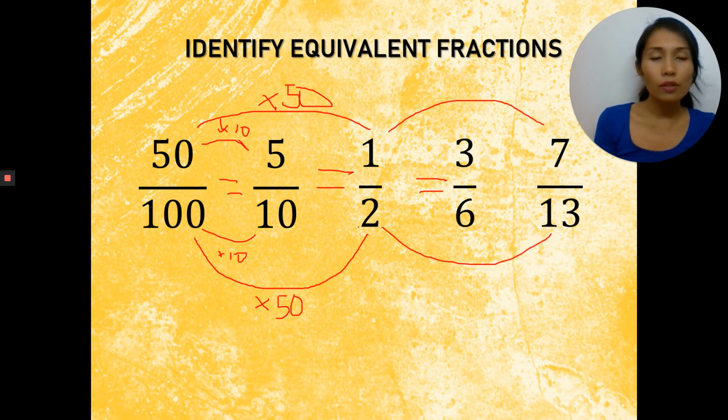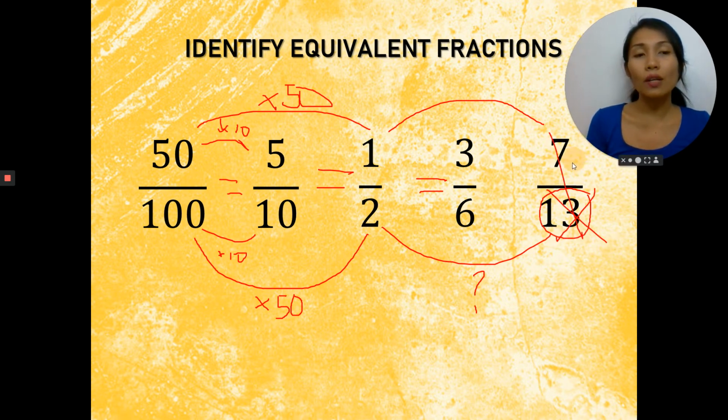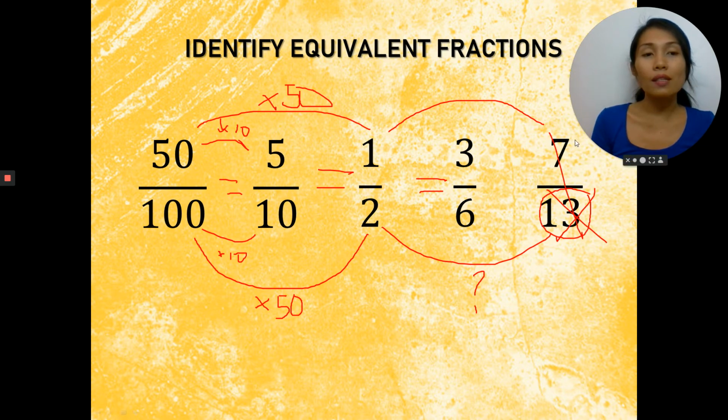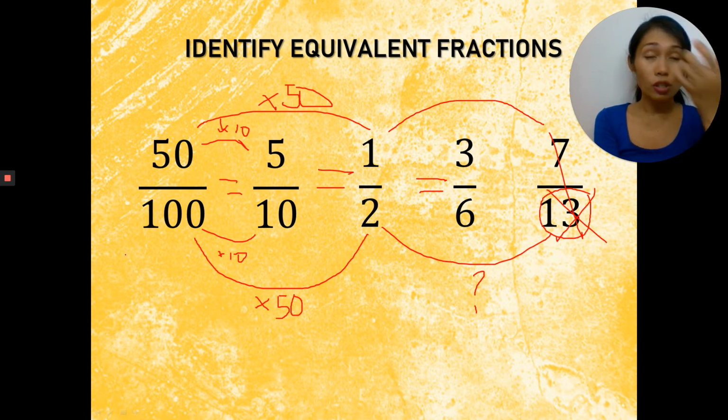Okay, let's try here and here. What are you going to multiply the 2 by to equal 13? Nothing. You cannot multiply it by 6 because 2 times 6 is 12, and if it's 7, 2 times 7 is 14. So 13 is not included. So the odd one out here is 7 over 13. Right, so see, it's easy to identify equivalent fractions when you multiply and divide.